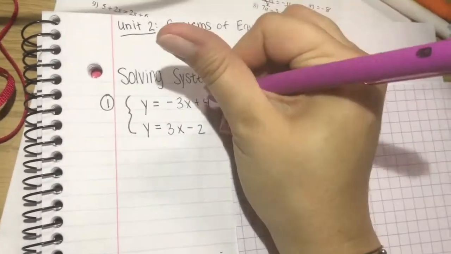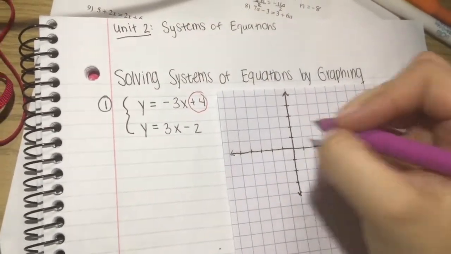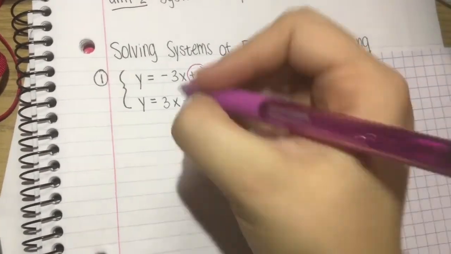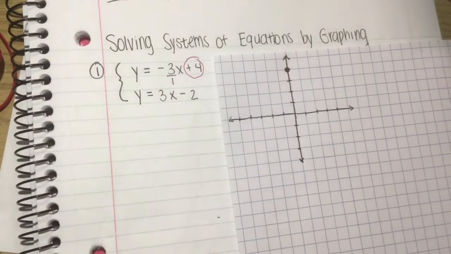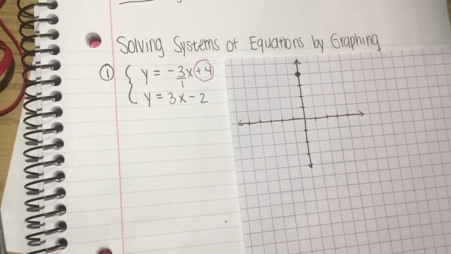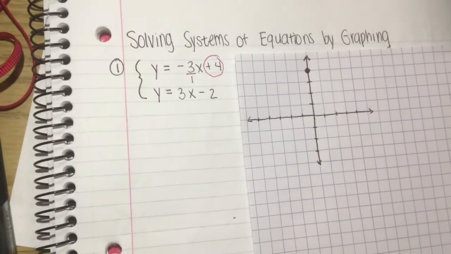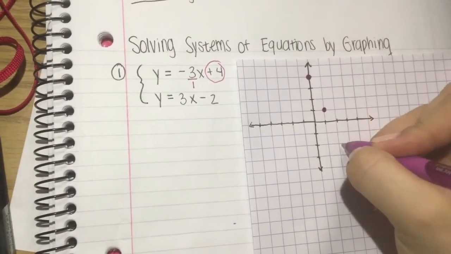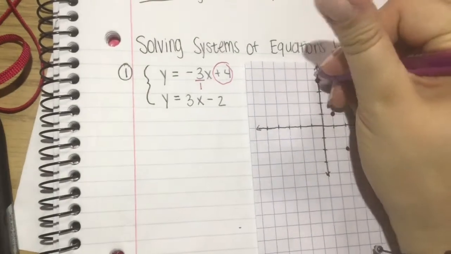Yesterday in class, we talked about solving systems of equations by graphing. Here's just a quick tutorial on how to graph these two lines. Remember that you start at the y-intercept, or the b value of y equals mx plus b. Here we have a negative 3 over 1 slope, so I can move down 3 to the right 1, down 3 to the right 1.